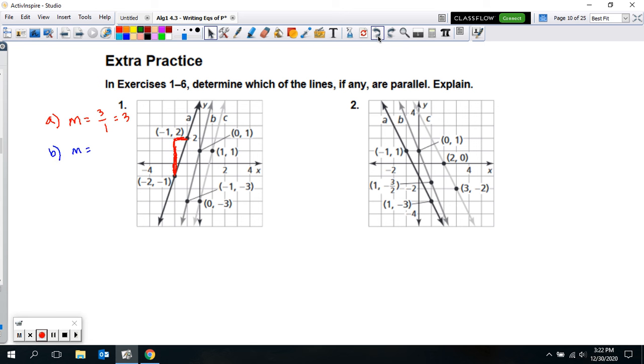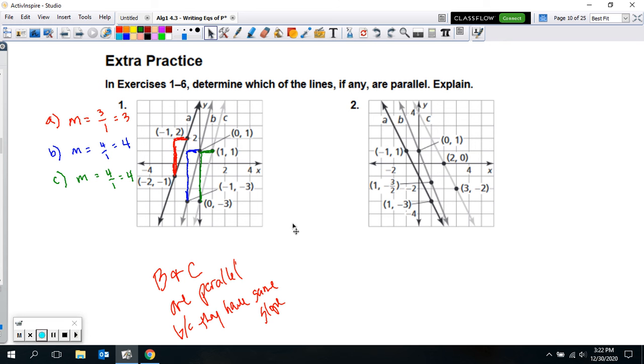For line B, our rise on that one is 4 units. As you can see, we're going up 4 units, and then the run is 1 unit over. So 4 over 1 is going to give us 4. So B's slope is 4. And then for C, our rise on this one is also 4, and the run is also 1. So it has the same slope as B. So B and C both have the same slope. And the definition of parallel lines is that they have the same slopes. So B and C are parallel because they have the same slope.